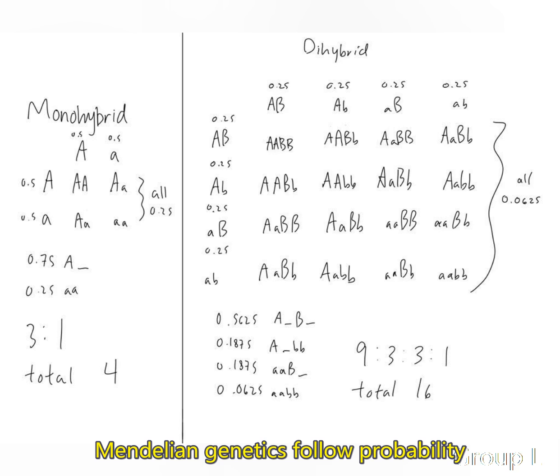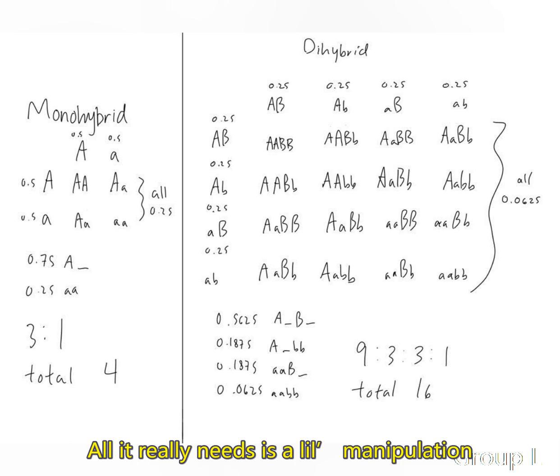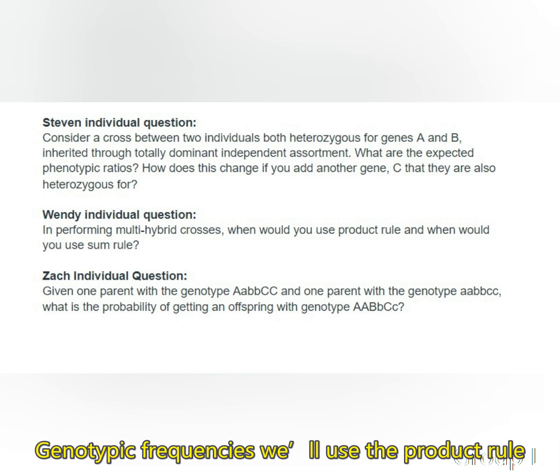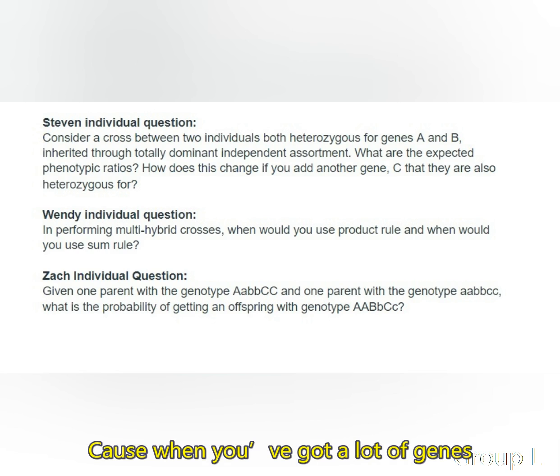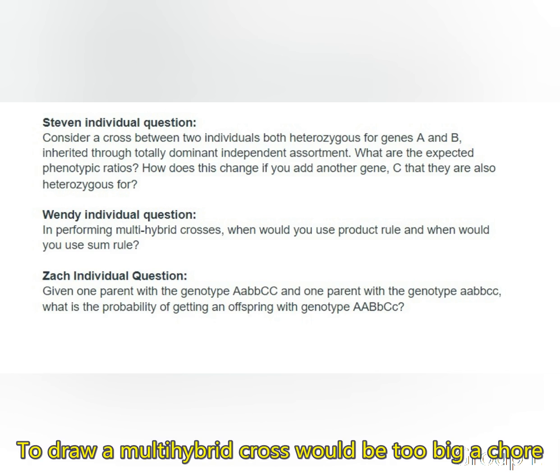Mendelian genetics follow probability. You can use the hybrid cross to predict probabilities. All it really needs is a little manipulation. If you know the probabilities, then do the calculations. Genotypic frequencies will use the product rule. The sum rule for the phenotypes is a really useful tool, because when you've got a lot of genes, like let's say 3 or 4, to draw a multi-hybrid cross would be too big a chore.